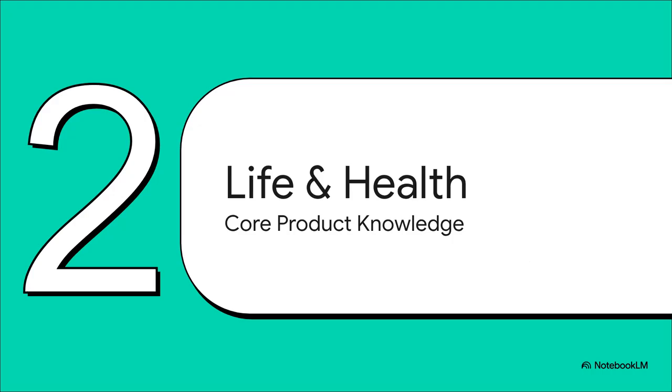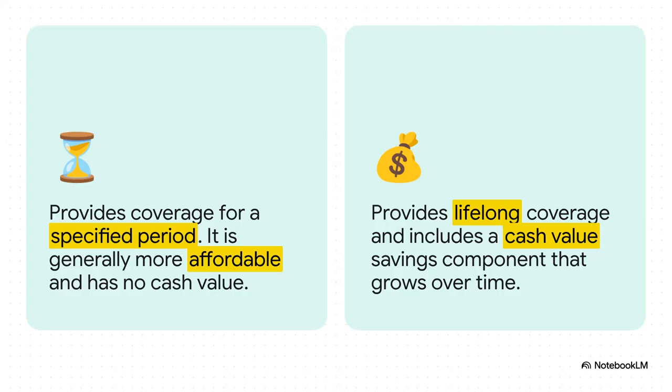Okay, now let's see how these principles actually apply to the products you'll be tested on. We're diving into the core knowledge you must have for life and health insurance policies. You're absolutely going to see questions on the difference between term and permanent life insurance. Here's the simplest way to think about it. Term is temporary. It's like renting. You get coverage for a set period, and that's it. Permanent is for your whole life, and it builds up a savings account inside the policy called cash value. It's more like owning a home. One is temporary and affordable, the other is lifelong and builds equity.